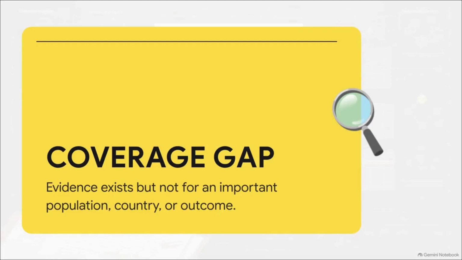The second type is a coverage gap. In this scenario, we actually do have research and evidence, but it doesn't cover an important population, country, context, or specific outcome. So we might have 10 amazing studies on adaptive management in urban healthcare programs, but absolutely 0 data on rural agricultural programs. The evidence exists, but the specific coverage we need, it just doesn't.